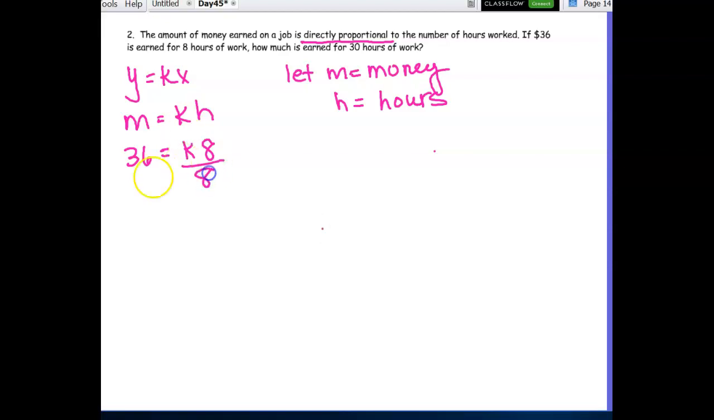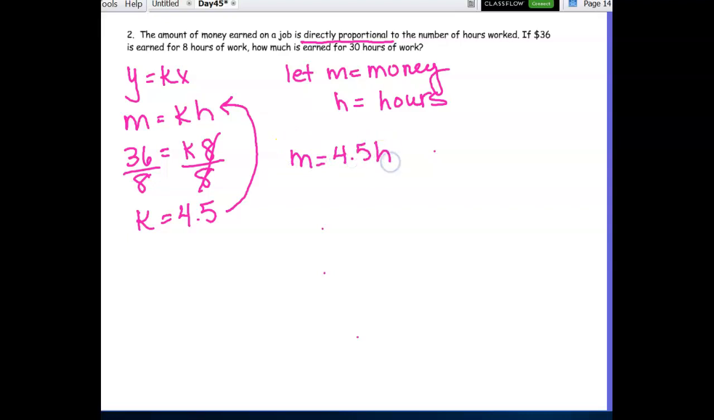So to solve for k, we actually just divide by 8, okay? And our k in this case is going to be $4.50, or 4.5. Excuse me. So we've got k is equal to 4.5. We take that 4.5 and we plug it back in. Money is equal to 4.5 times the number of hours. And the question says, how much is earned for 30 hours of work? So we just let our h be equal to 30 and we plug it in. We're trying to figure out the money. 4.5 times 30. And that's going to be equal to $135.